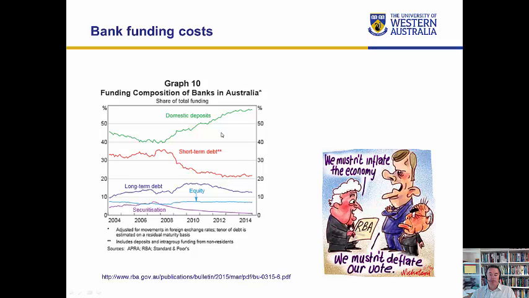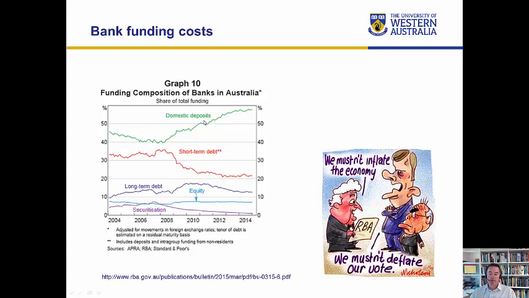Banks also borrow money to lend to their customers using domestic deposits, that is, deposits from their customers. They also use long-term debt, and there's a little bit of equity and securitization in there as well. But we'll just focus on the big three: short-term debt, long-term debt, and domestic deposits.